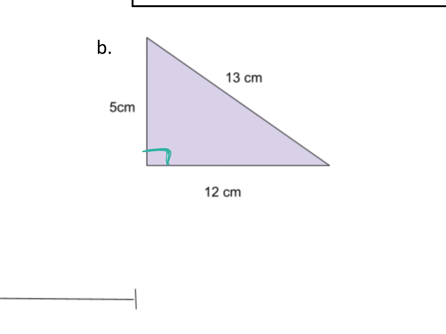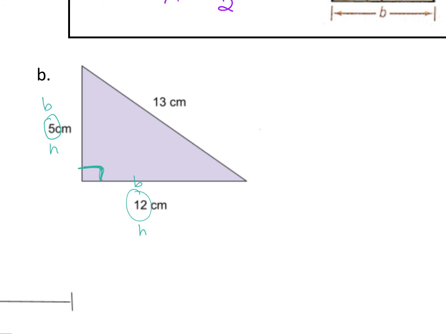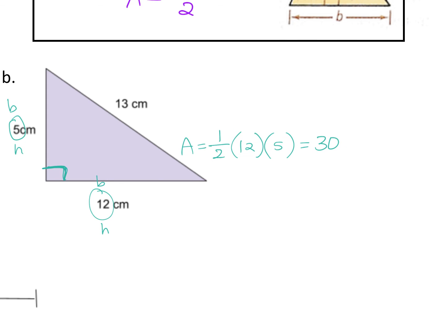If that's a right angle, what is your base and what is your height? 12 and 5, interchangeably, right? 5 and 12, 12 and 5. It doesn't matter which one is which. One is the base, one is the height, or you could flip-flop them. So you're saying area is 1/2 times 12 times 5. Can you do that in your head? 60 divided by 2 is 30. 60 cut in half is 30. And then its area, so square centimeters. Okay?